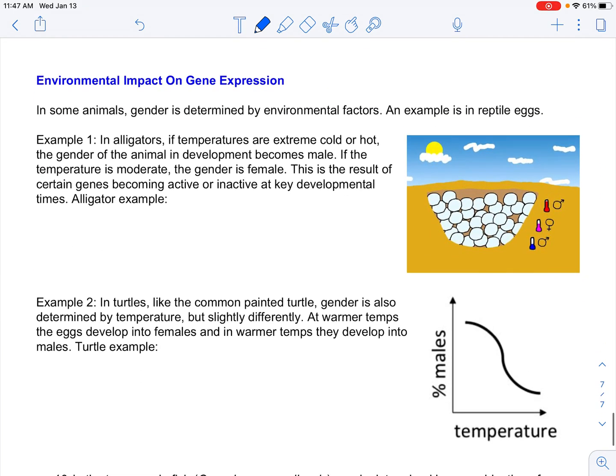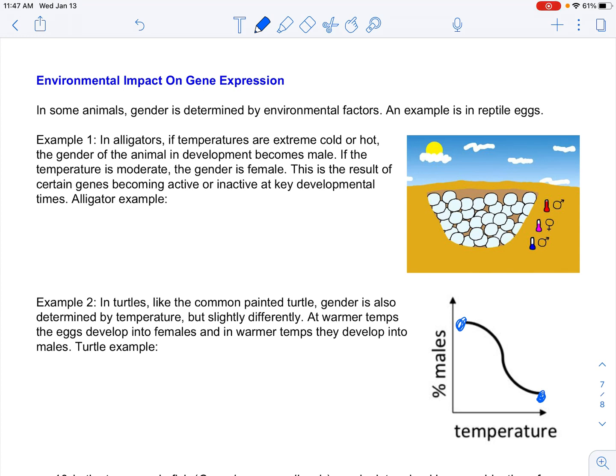All right, and then another thing that can happen in genetics is that sometimes you get traits expressed dependent on environmental factors. So a classic example is reptile eggs. Like if a painted turtle lays its eggs in the springtime and it's a really cold spring, that's example 2. If it's a really cold spring, the temperature would be here, and then you'd have a lot of males. And if it were a really warm spring, it'd be here, and you'd have very few males.